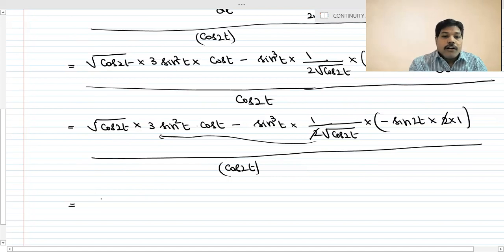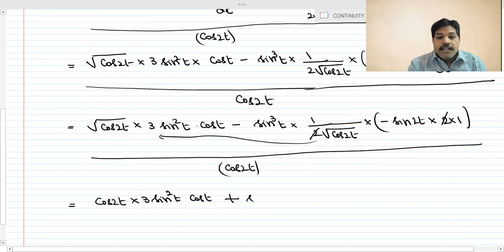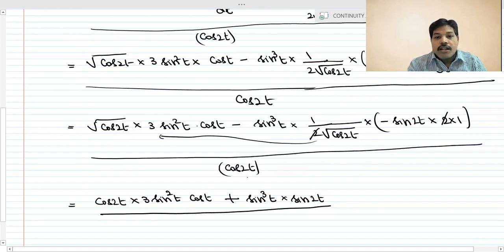It will become cos 2t into 3 sine square t into cos t, minus of minus it will become plus, sine cube t into sine 2t, whole by... I have already taken that root cos 2t is the LCM, already cos 2t is there.